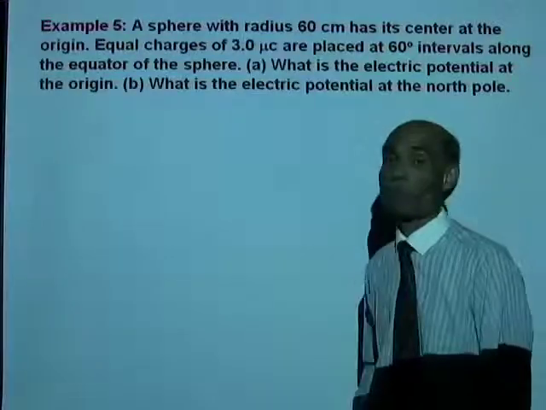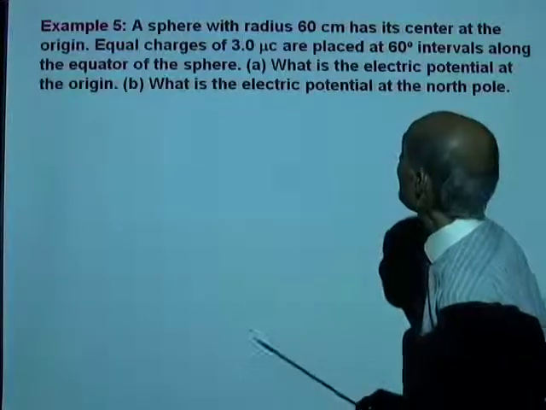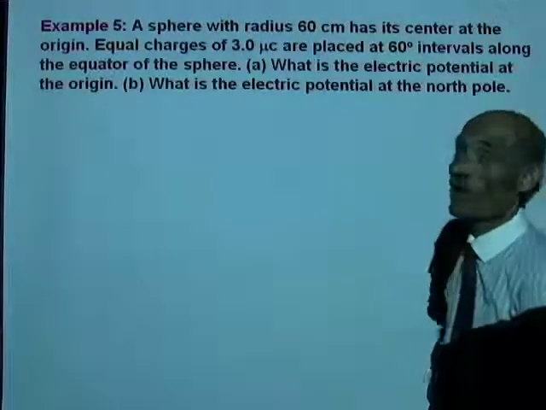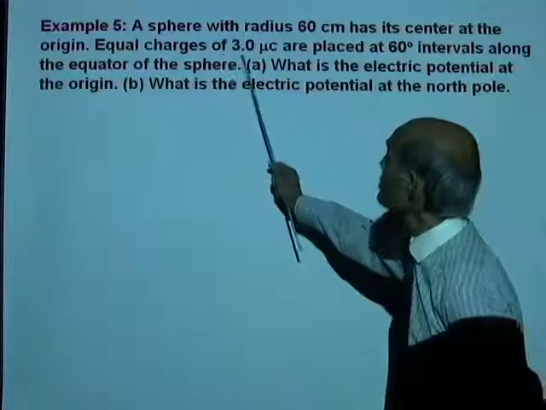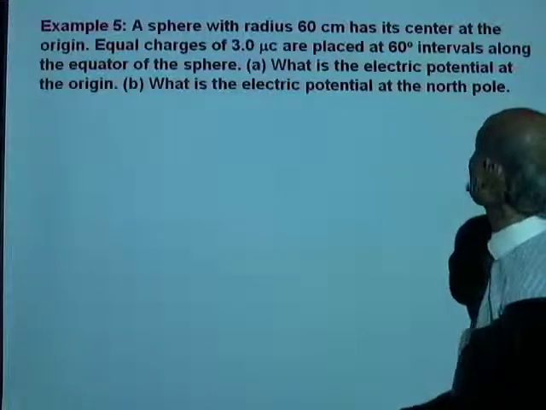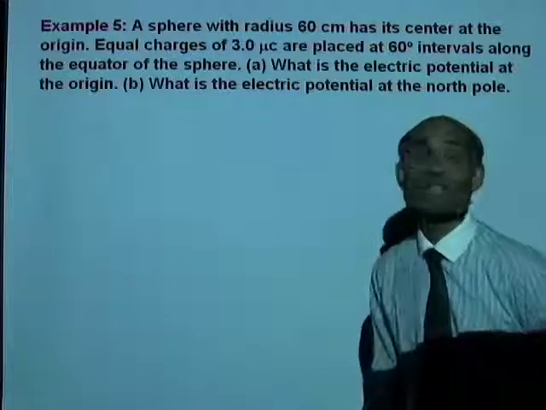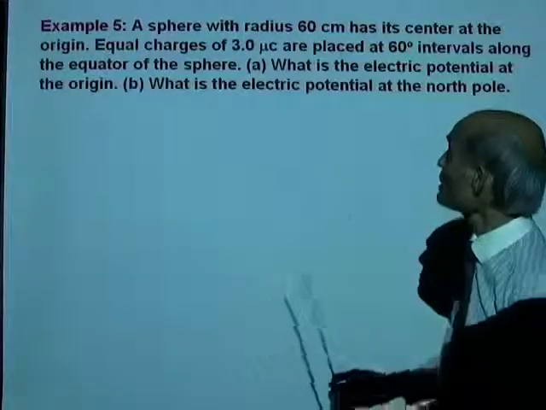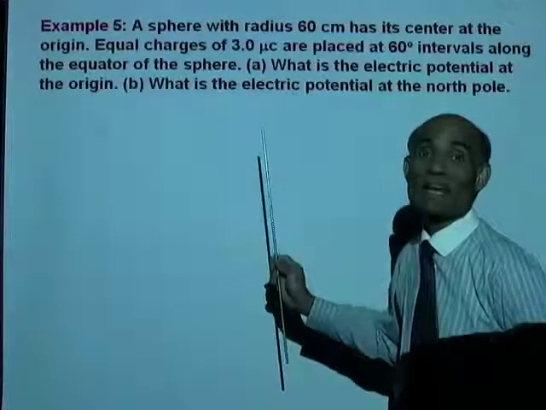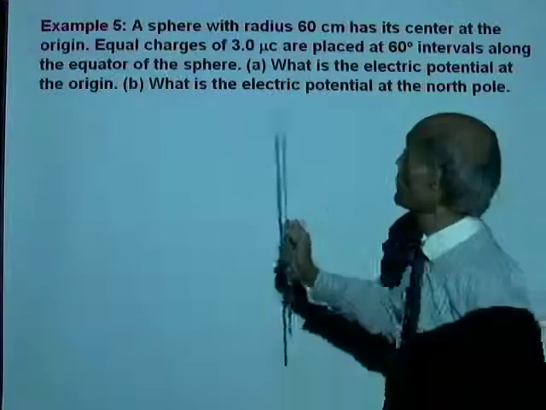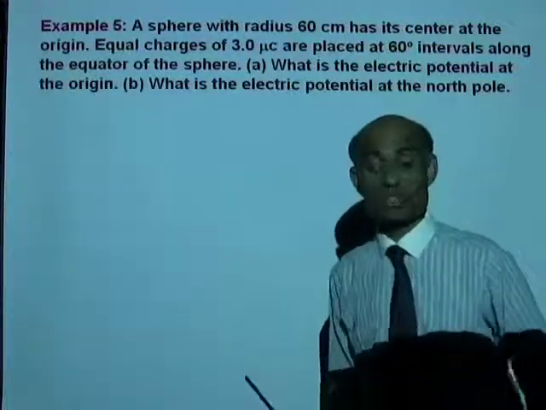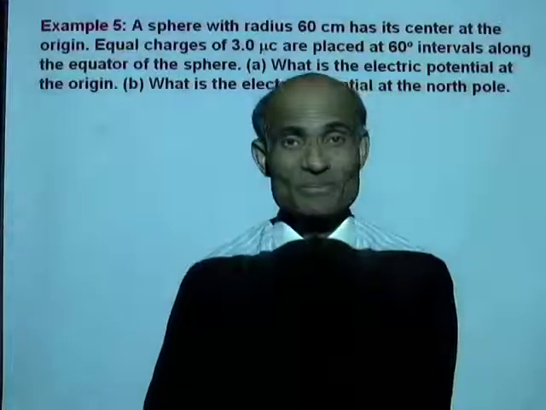Example 5. A sphere with a radius 60 centimeter has its center at the origin. Equal charges of 3 microcoulomb are placed at 60 degrees intervals along the equator of the sphere. What is the electric field at the origin? What is the electric, not the electric field? What is the electric potential at the origin? What is the electric potential at the North Pole?